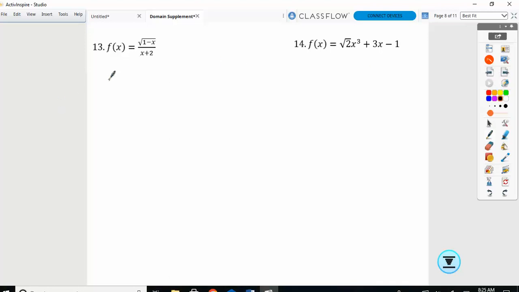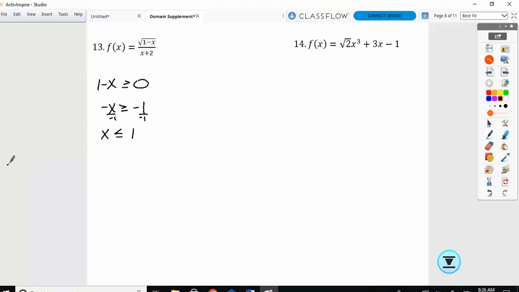Okay, so 13 is another one of those that has two things going on. So these are a little more complicated. We need to make sure we understand what's going on. The first piece, we have a radical. So I know that the thing under the radical has to be greater than or equal to 0. So if I subtract over my 1, then you would have to divide by a negative. When you divide by a negative, it flips the inequality. So I get x is less than or equal to 1.